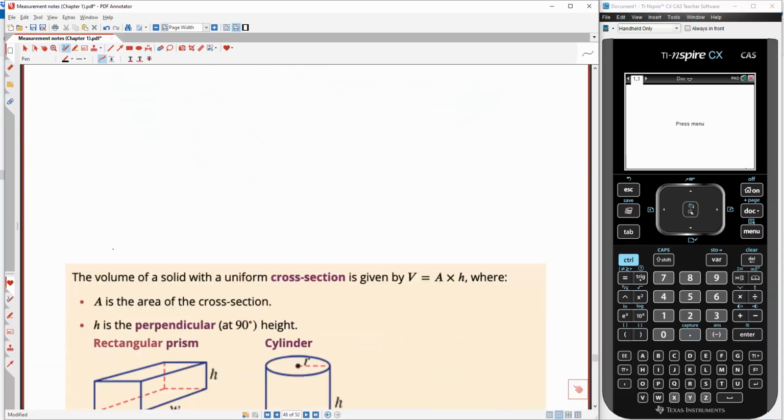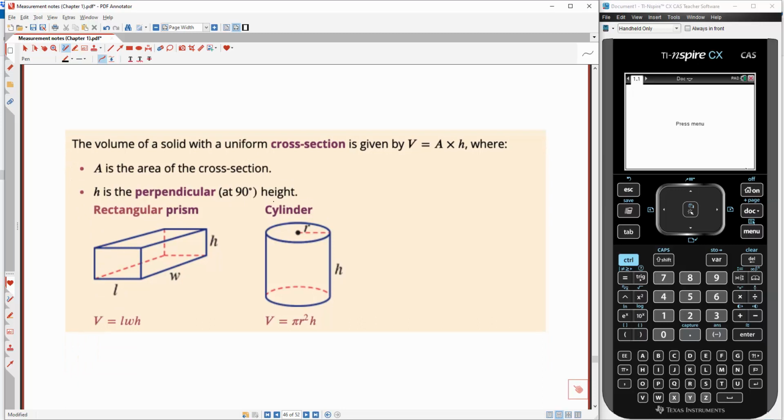All right, so here are some of the formulas that you require. The volume of a solid with a uniform cross section is given by the formula just written down. So volume equals area of the cross section multiplied by the height. And here's a rectangular prism. So volume is length by width by height. All you're doing here is finding the area of, say, this cross section and multiplying it by that, or you're finding the area of the length times the width, which would be this bottom cross section, and multiplying by the height.